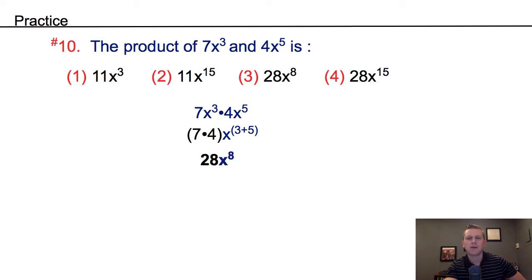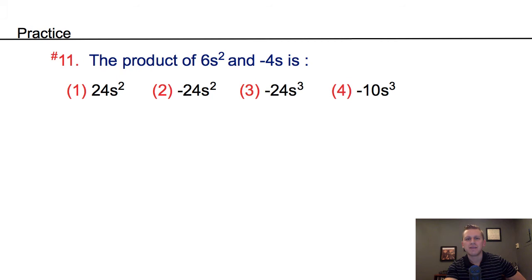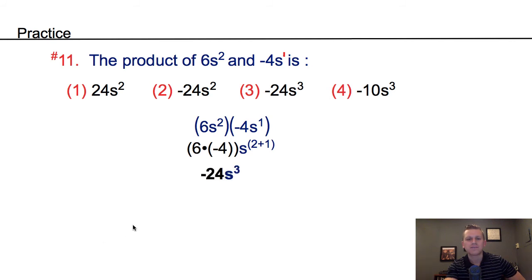Let's try one more. See if you can find this product. Again, product just means a multiplication problem. When you multiply things with the same base, add the powers. This term of s here has an imaginary power of 1 since there's only one of them. Here, add the 2 and the 1. I'll get 3. Multiply 6 and negative 4. You'll get negative 24 s to the third.